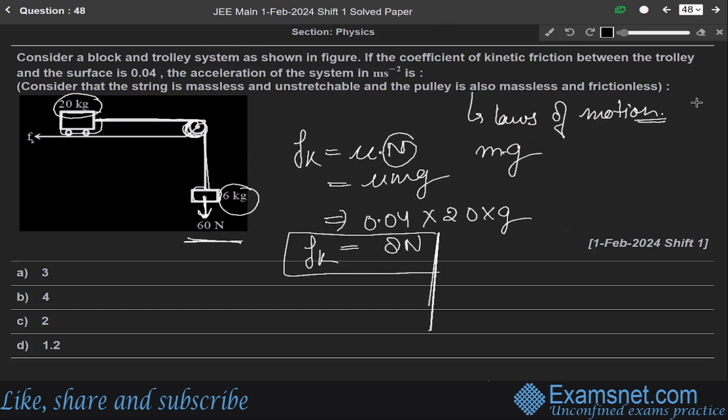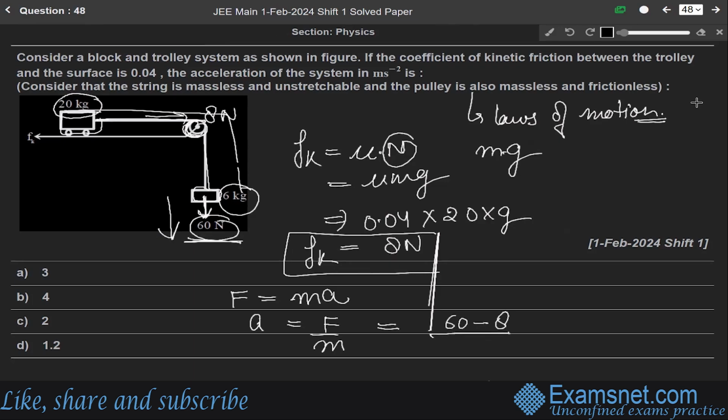Now we will use the formula force equals mass into acceleration. Since we have to find the acceleration, a equals F over m. So force will be this 60 Newton force acting in the downward direction minus this 8 Newton force. So 60 minus 8 over mass. Mass is 20 plus 6, that is 26. So it will be equal to 2 meter per second square. So our answer is option C.